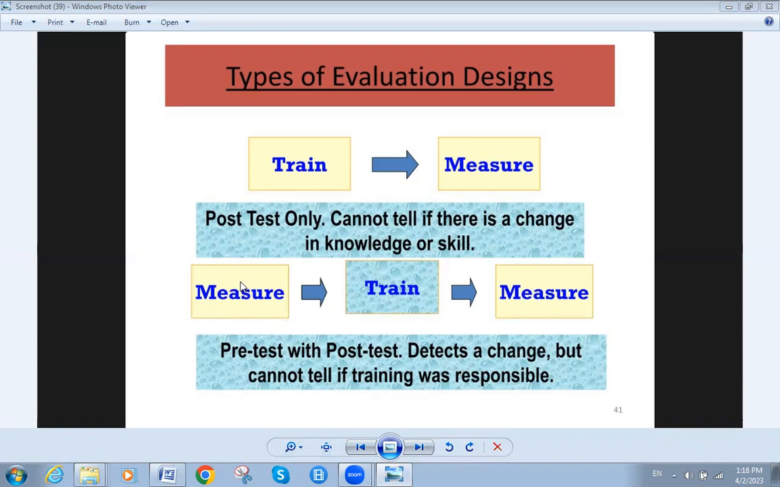But here, measure his performance first, measure his needs, assess his needs, then design the training based on the needs, then measure back after the program. So before the program, then train, then measure after the program. Pre-test with post-test detects a change, but cannot tell if training was responsible.